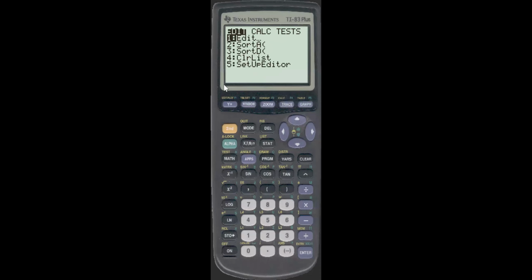Let me know when you see this. Yeah, I see it. You're going to hit enter for edit. And you should see L1, L2, L3. Do you see that? I see that. Okay, so we want to enter all the data in L1. So I'll do it here with you.